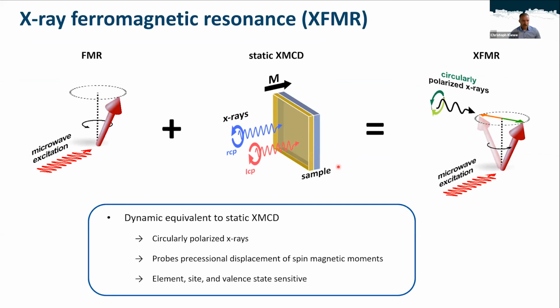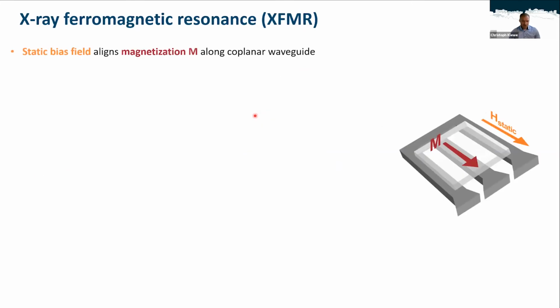XFMR is the combination of ferromagnetic resonance with X-ray magnetic circular dichroism, which we use here as the detection mechanism of the spin excitation. By combining these two techniques, we are able to probe spin dynamics in a magnetic material with the element site and valence state specificity of X-ray absorption. Now, here's what that looks like in detail.